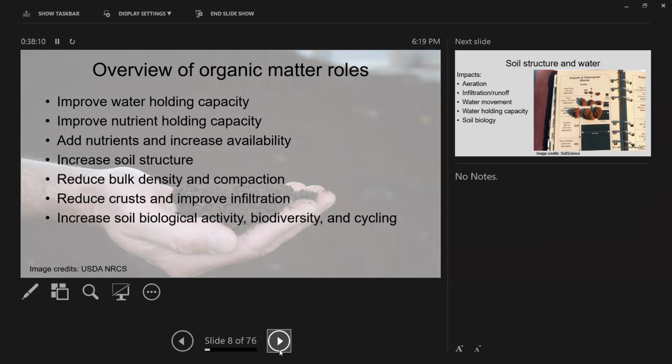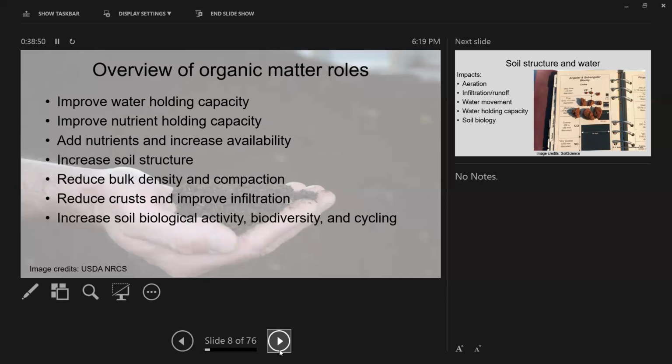So by adding organic matter to your soil, you're going to improve the water holding capacity and the nutrient holding capacity. It does add some nutrients, and we're going to talk a little bit about manure crops and how you can add nutrients to the soil. It increases your soil structure. We've talked a little bit about how on these new housing developments your soil structure is just all messed up by the bulldozing and the moving of heavy equipment. There are methods that can help increase the soil structure.